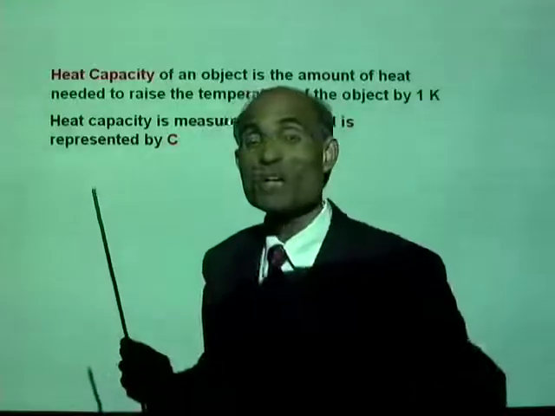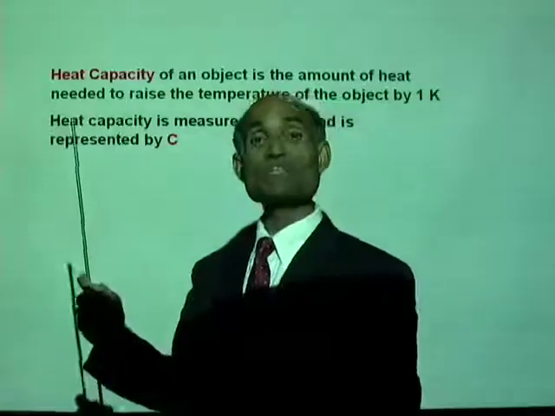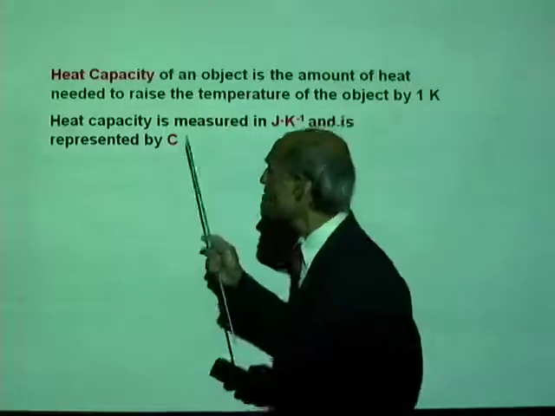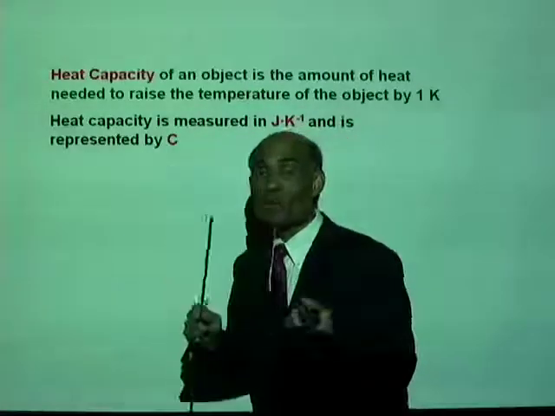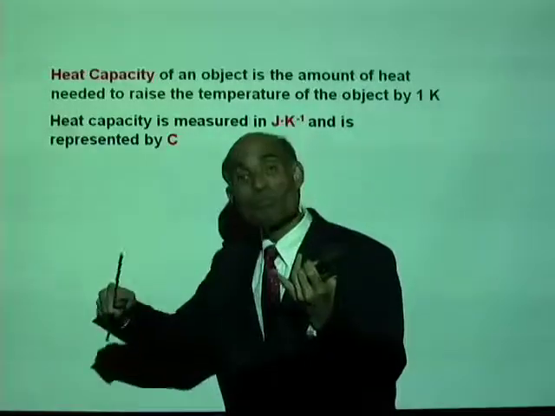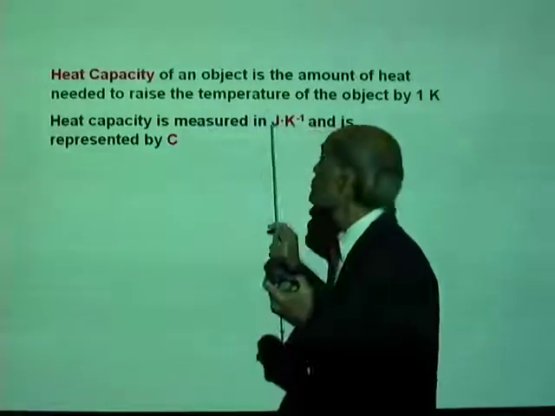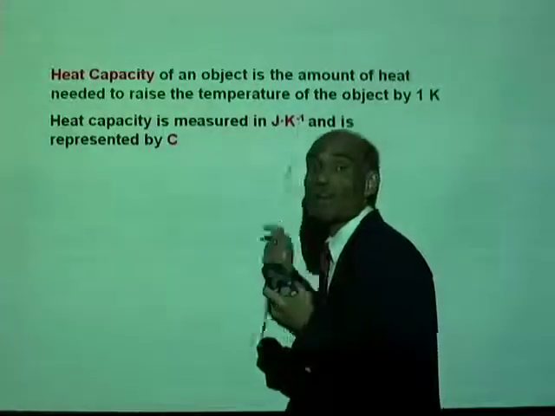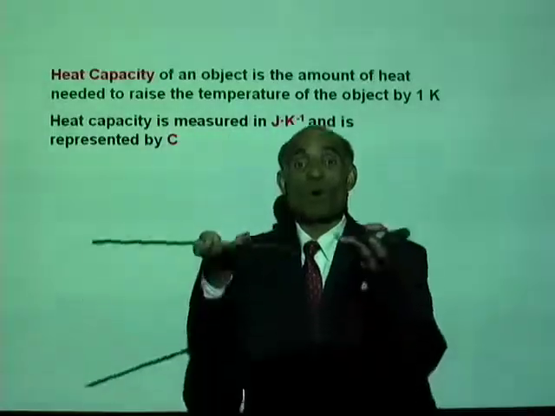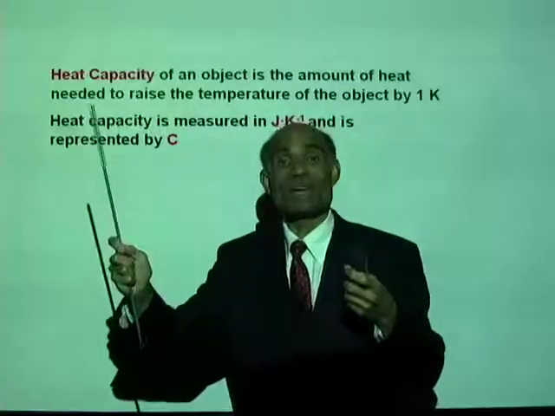So distinguish between the lowercase c, which is the specific heat, and the uppercase C, which is the heat capacity. Now, can you give me a relation between those two? The lowercase c is the amount of heat per kilogram per Kelvin. The uppercase C is the amount of heat per Kelvin, the amount of heat you need to raise the temperature of the whole object, m kilogram of the object, by 1 Kelvin.